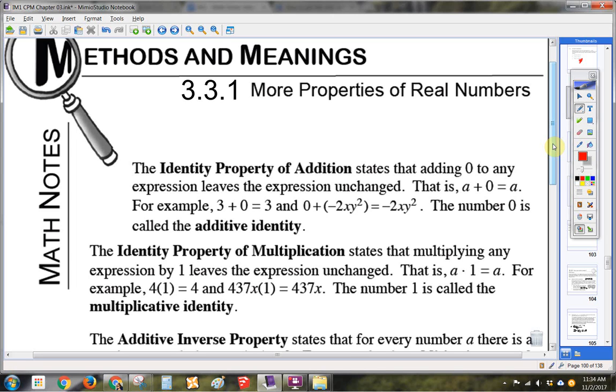All right, the first one we're going to look at is the identity property of addition. The identity property states that adding 0 to any expression leaves the expression unchanged. So, for example, a plus 0 equals a, or 3 plus 0 equals 3, or 0 plus negative 2xy squared equals negative 2xy squared. The number 0 is called the additive identity.